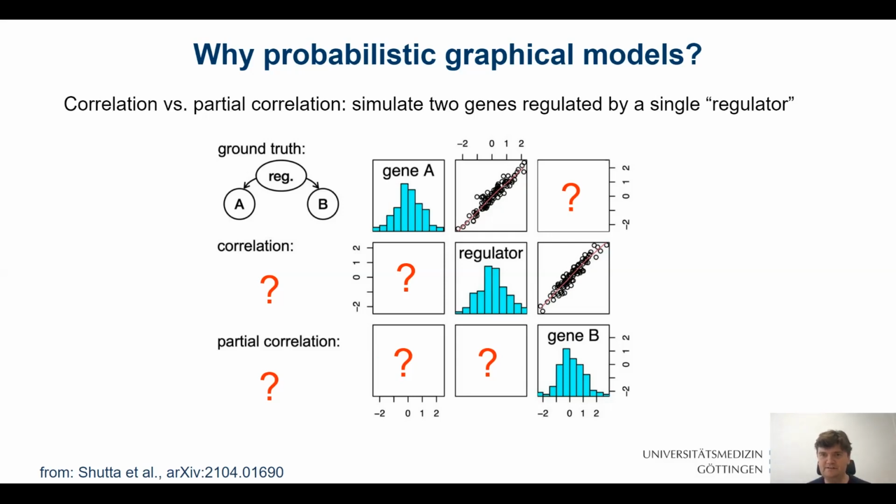What I did here is that I simulated two genes which are regulated by a single, I called it here regulator, which might be some transcription factor or whatever. And I simulated the scenario shown here in the upper left corner. So this regulator determines the expression of two genes A and B. And here on the diagonal, you have histograms over the values which I simulated, and corresponding scatter plots are shown in the upper right corner.